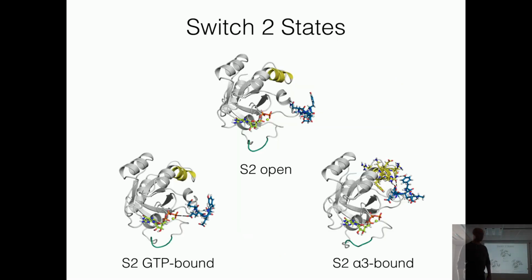What are the states for switch 2? It can be bound to the GTP. It can be fully open and open to solvent, or it can be bound to this alpha-3 helix. That alpha-3 helix bound state was, I think, the one that my student had to redo his simulations because of. It also ends up being the really important one. It also was crystallized once, so we know it exists, but of the hundreds of RAS crystal structures, it's in one of them. So it's not been focused on very much by people.